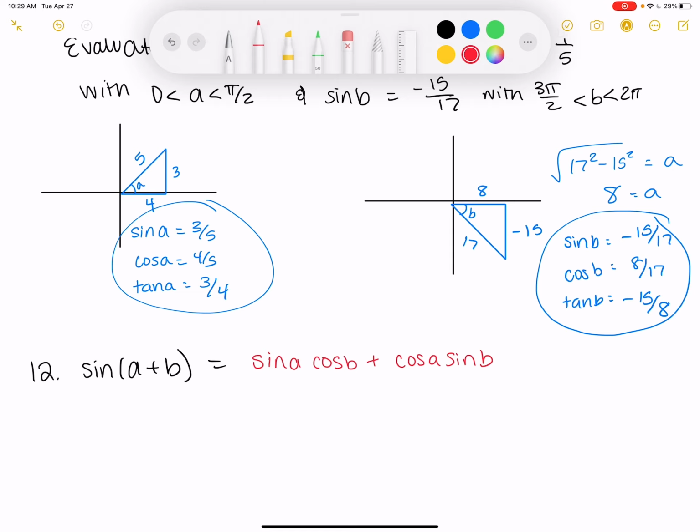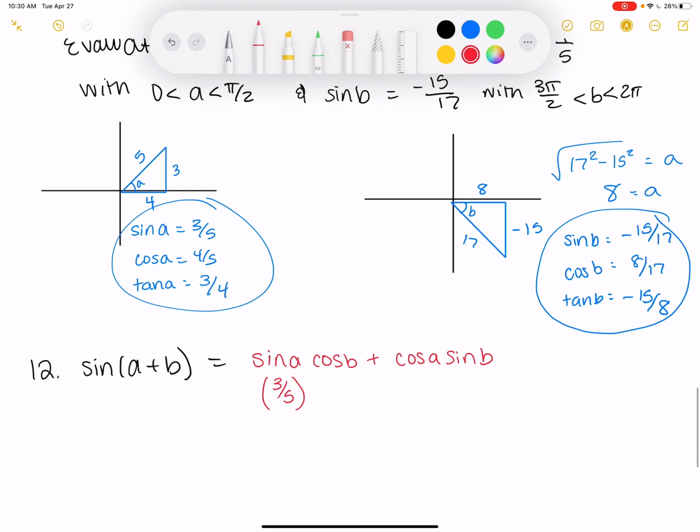Now sine of A is 3/5. Cosine of B is 8/17. Plus the cosine of A is 4/5. Sine of B is negative 15/17. And I do not want decimal answers. Not going to take them. Everybody got that? Because I'm sure somebody's going to try to give me a decimal and I'm not going to take it. Not happening.